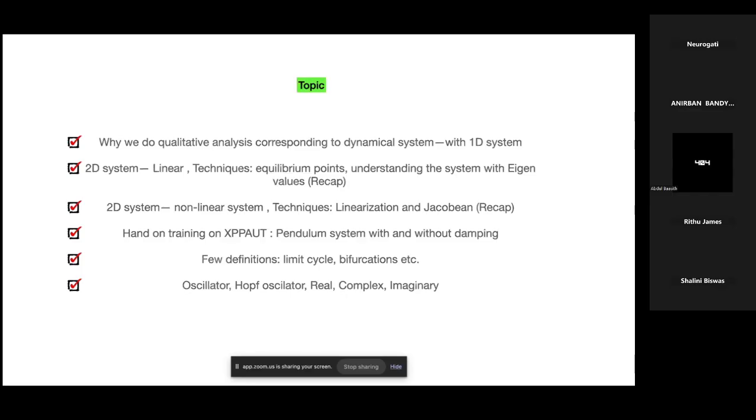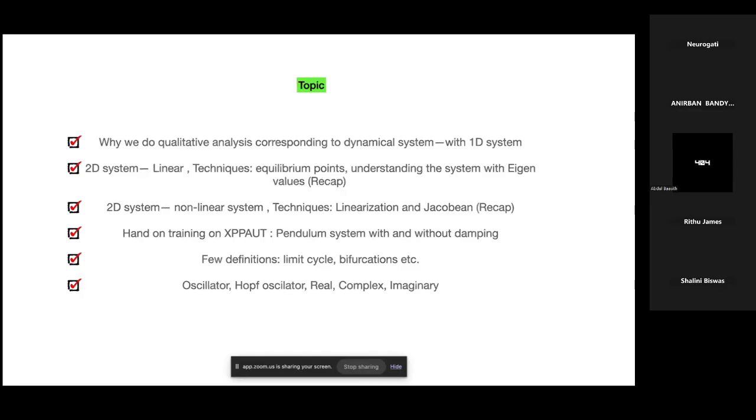So the topic will be, first we'll try to understand what 1D systems are and why we need this dynamical system analysis. Then we'll go to understand linear 2D systems, then nonlinear 2D systems, and we'll understand why linearization and the Jacobian are needed. Then we'll do a little bit of analysis on XPPAUT and the pendulum system with and without damping.